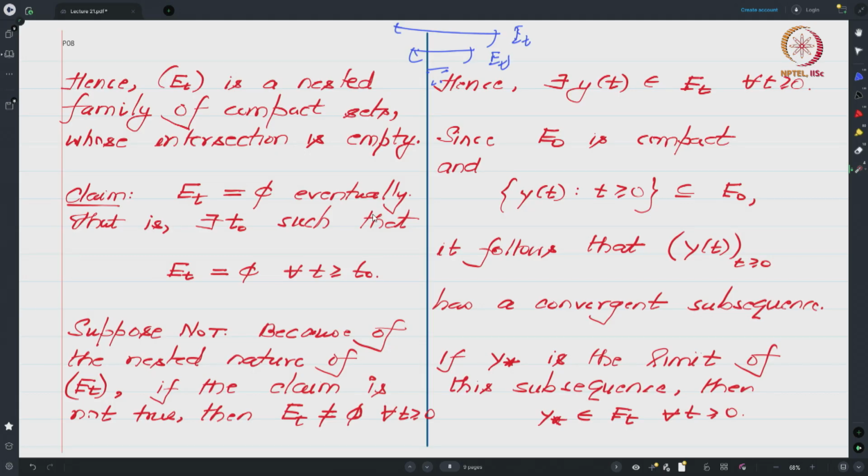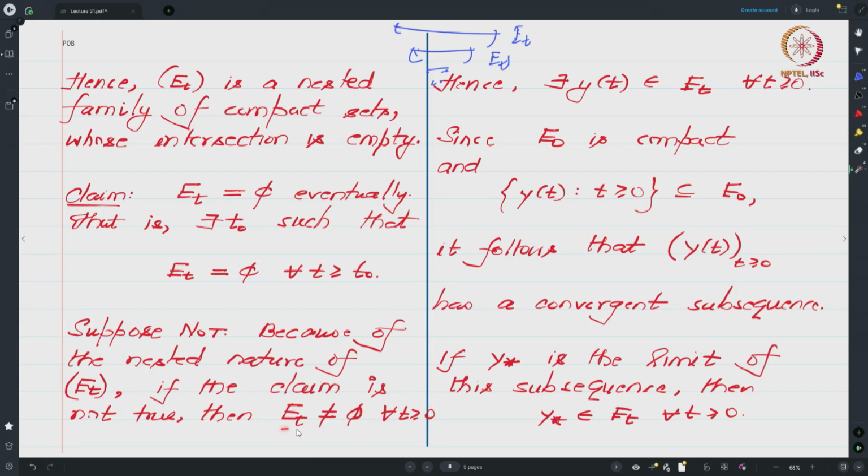And to prove this claim we will use the idea of proof by contradiction. That is, suppose this claim is not true. In other words, your Et is not eventually empty. And because of the nested nature of these Et's, one can conclude that if this claim is not true, then Et must not be empty for all t bigger than or equal to 0.